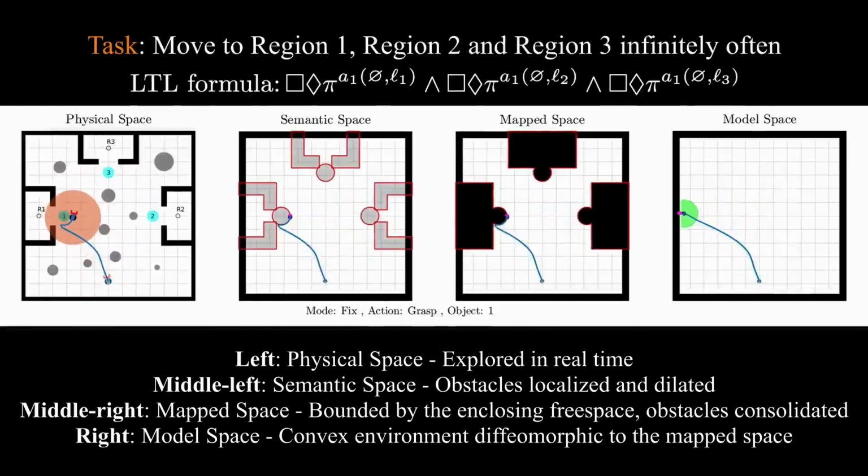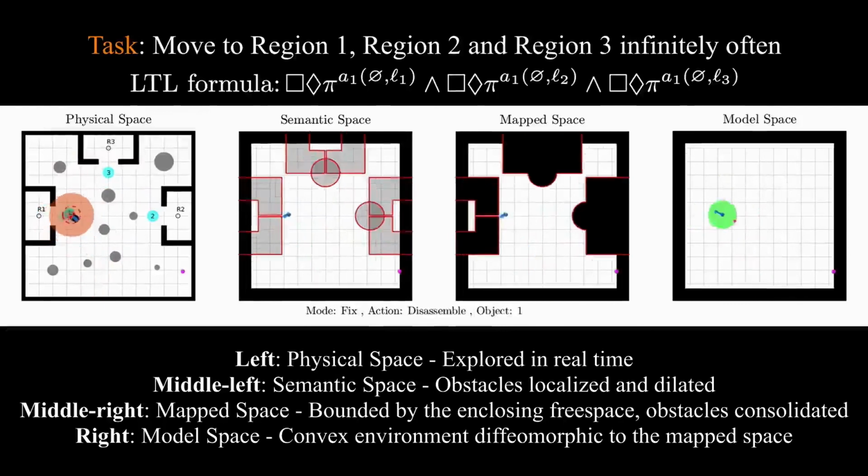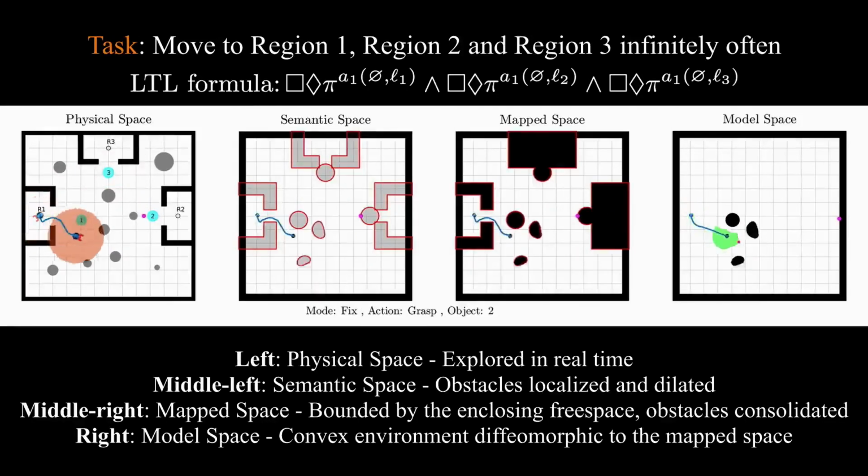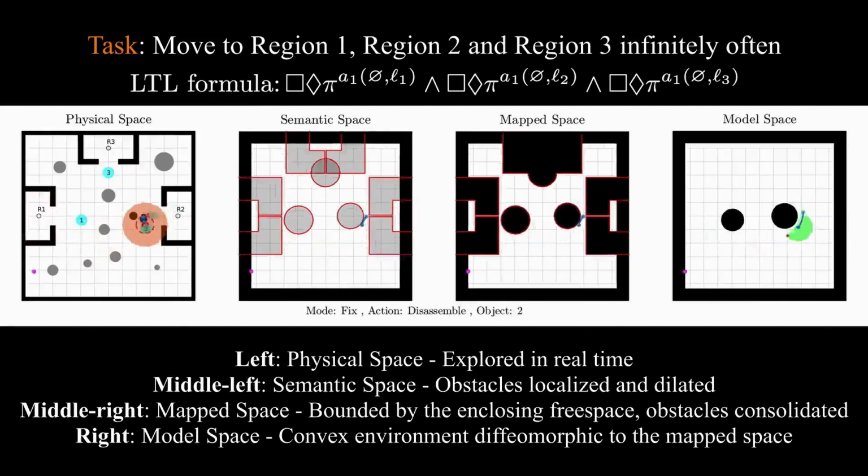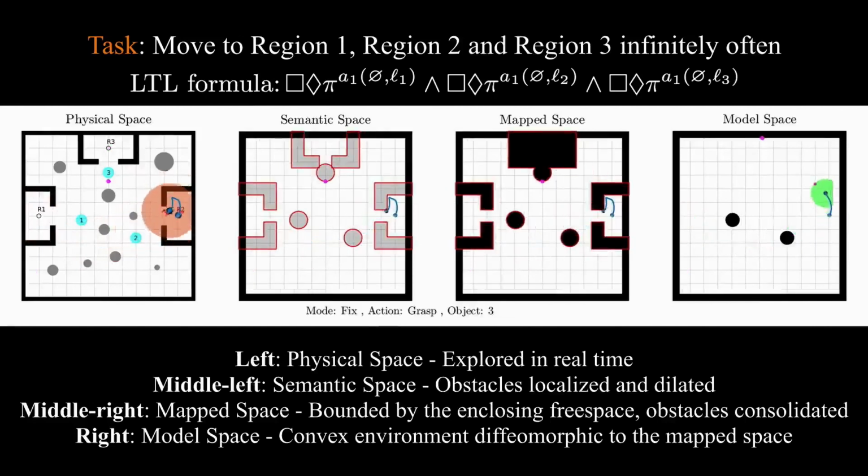Finally, we can perform more interesting temporal tasks, such as visiting 3 regions infinitely often, similarly to a patrolling scenario. In the first run, the robot removes the blocking objects out of the way and then keeps visiting each of these regions in sequence. At the same time, it avoids all unexpected obstacles in the environment to complete each assigned subtask.